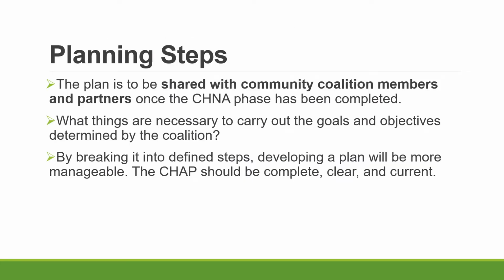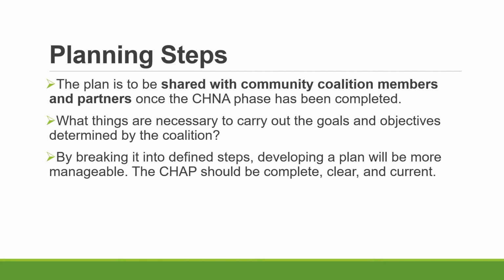The most critical in coming up with an action plan are the planning steps or how to make your plan. So the plan is to be shared with the community coalition members and partners once the community health needs assessment phase has been completed. So that is what I said earlier, that the ideal setup of your community health action plan should be shared. No? The planning should be shared with the people in order for you to increase their participation or to solicit their participation. So that is the ideal.